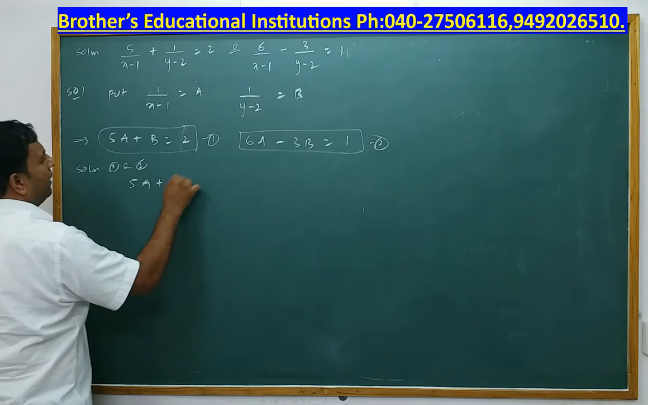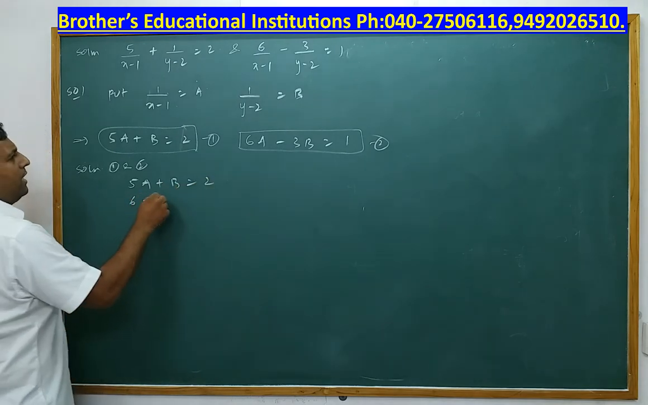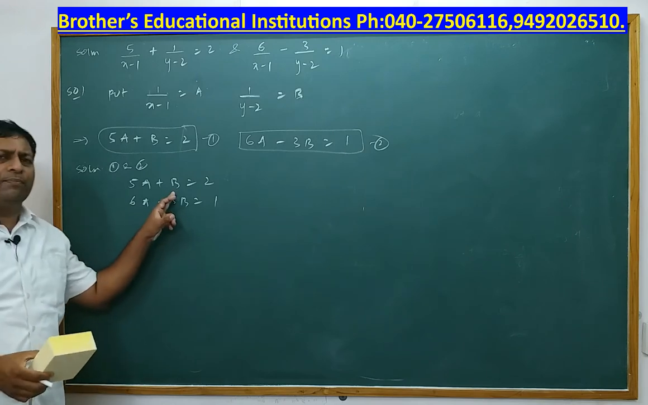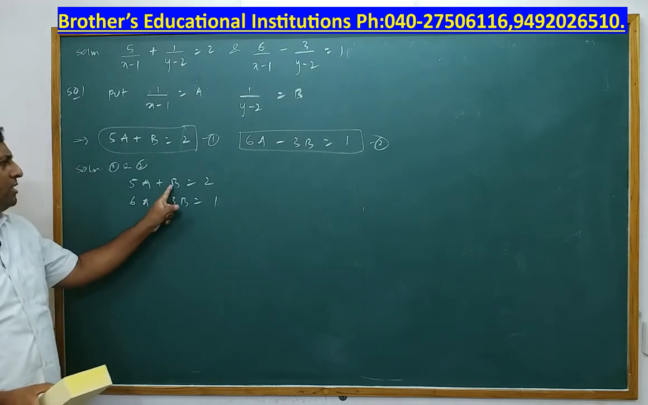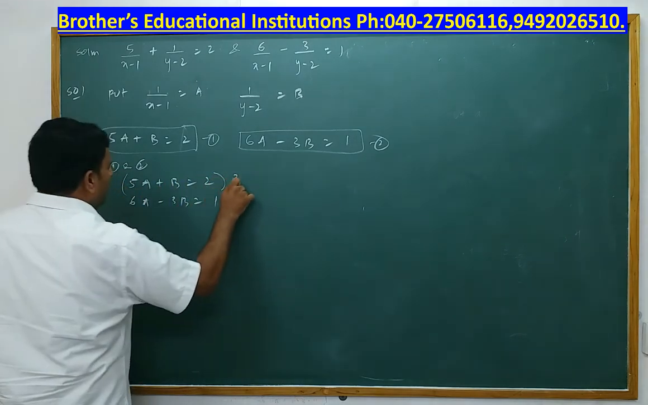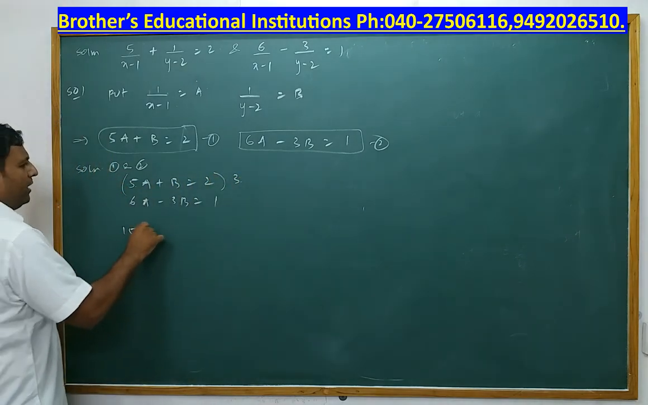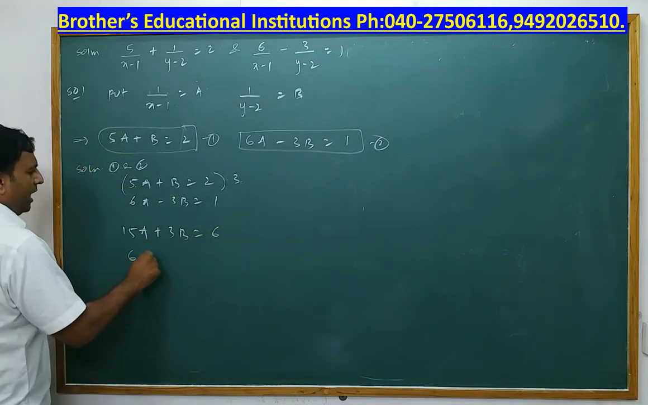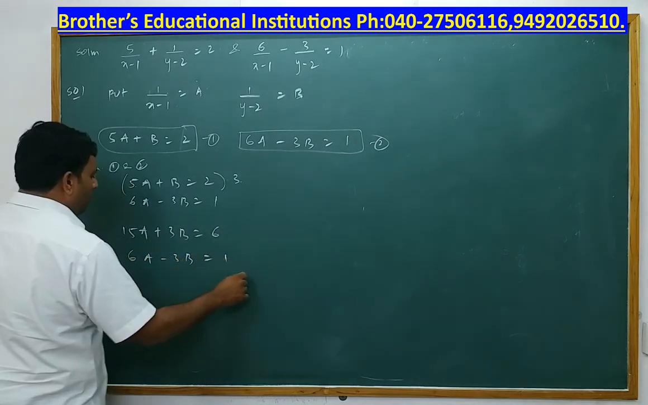5a plus b is equal to 2. 6a minus 3b is equal to 1. Now I want to balance b. In order to balance b, I have to multiply the first equation with 3. So it is 3 5s are 15a, 3 into b, 3b, 3 2s are 6. Now it is 6a minus 3b is equal to 1.